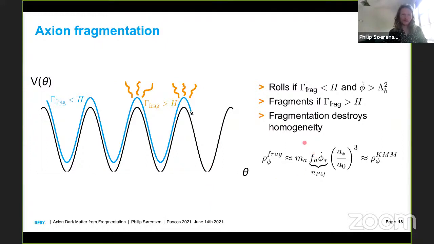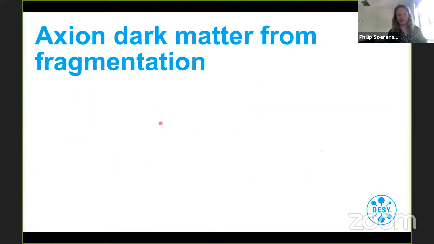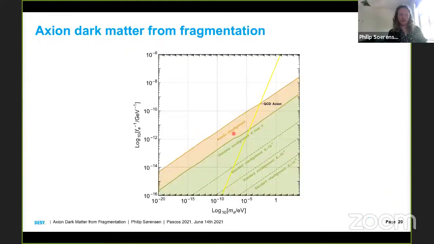Now, knowing that this effect exists, we can look at what kind of dark matter this can produce. The area where fragmentation is effective is really the low f_a regime. So you can see here that in this regime, dark matter can be produced by fragmentation. And the border here is really set by where the fragmentation does not become efficient before the field is trapped.